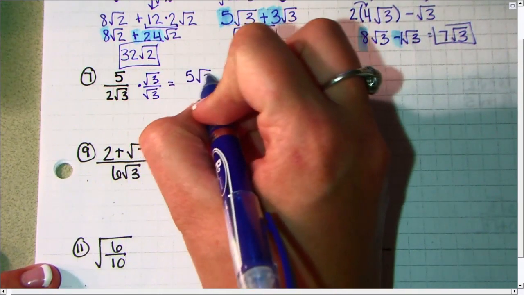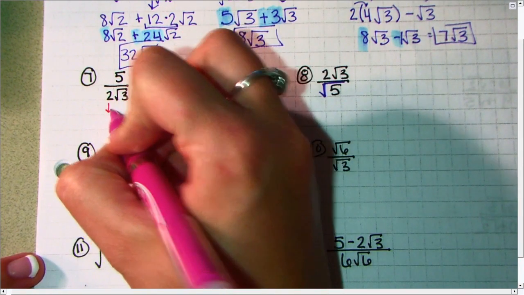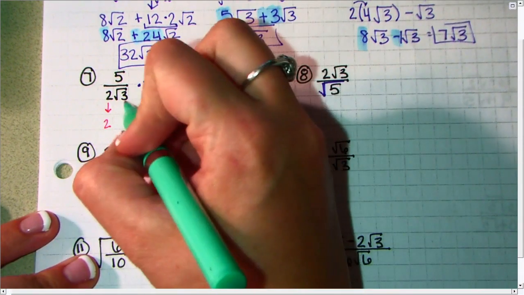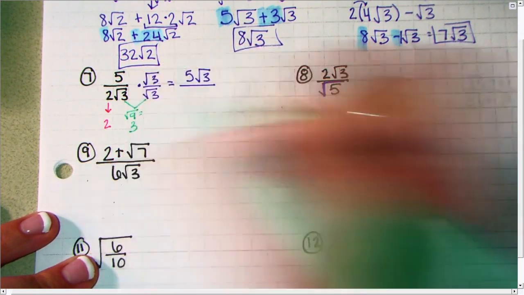5 times the square root of 3 is 5 square roots of 3. Then underneath, this is where our multiplication comes in. We're just going to bring down this 2. And then we're going to do square root of 3 times the square root of 3, which is the square root of 9. And the square root of 9 is 3.